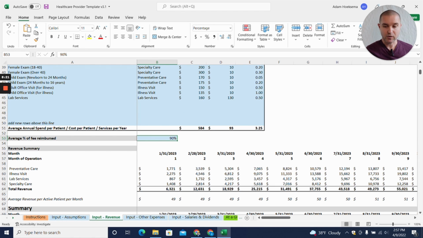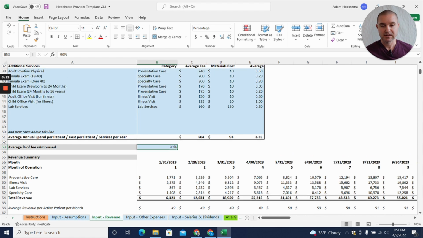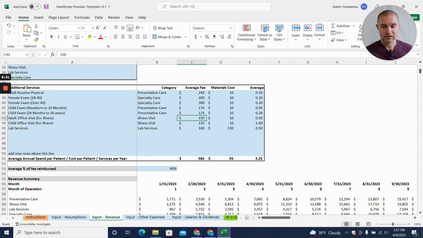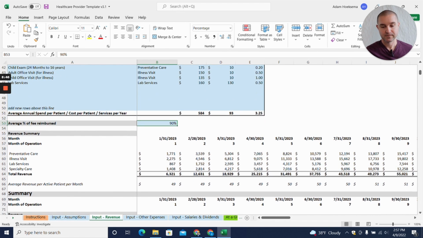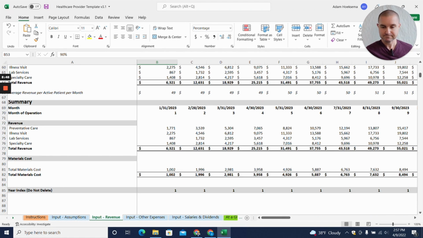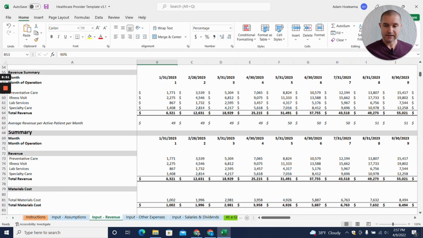And then you can put in what percentage of the fee you expect to be reimbursed. If you put your retail price here, I guess, then the insurance is only going to pay a portion of that. Then you can say what portion you expect insurance or the customers to end up paying here. So if it's 90%, or it might be 70%. So make sure to adjust that. Now we'll calculate your revenue for your different services here.